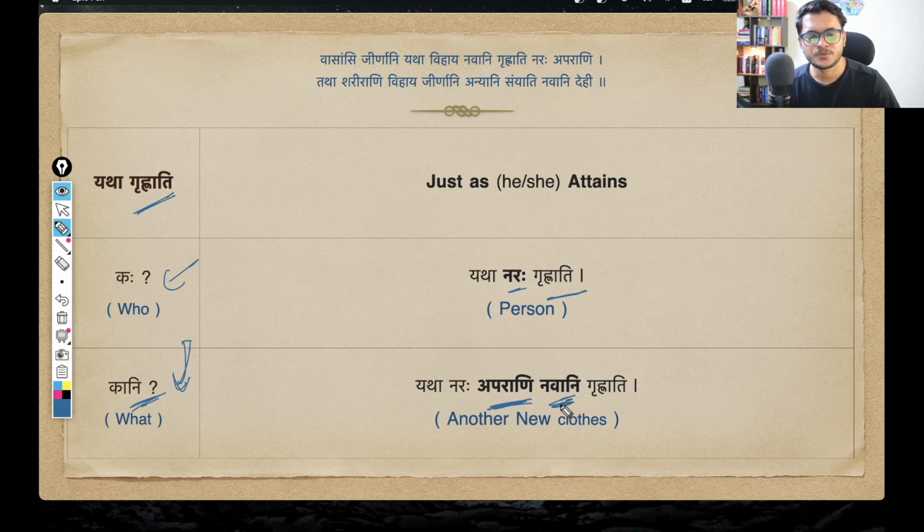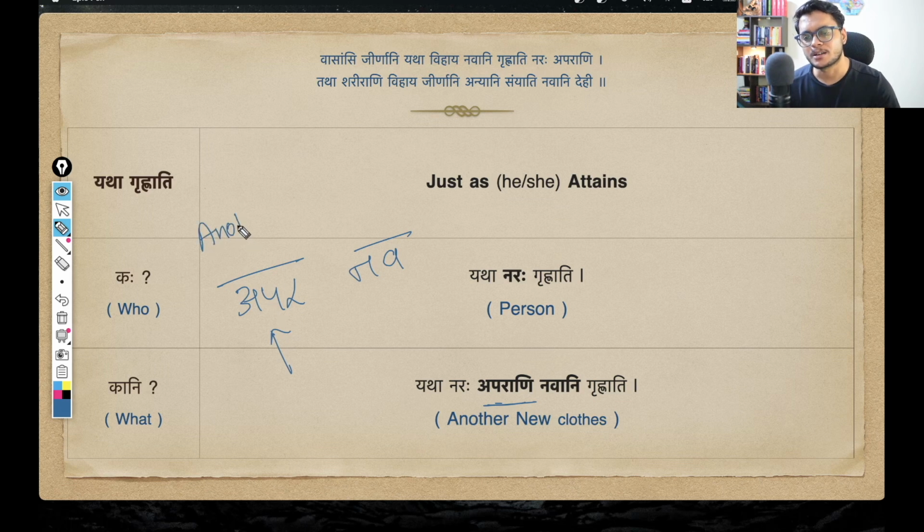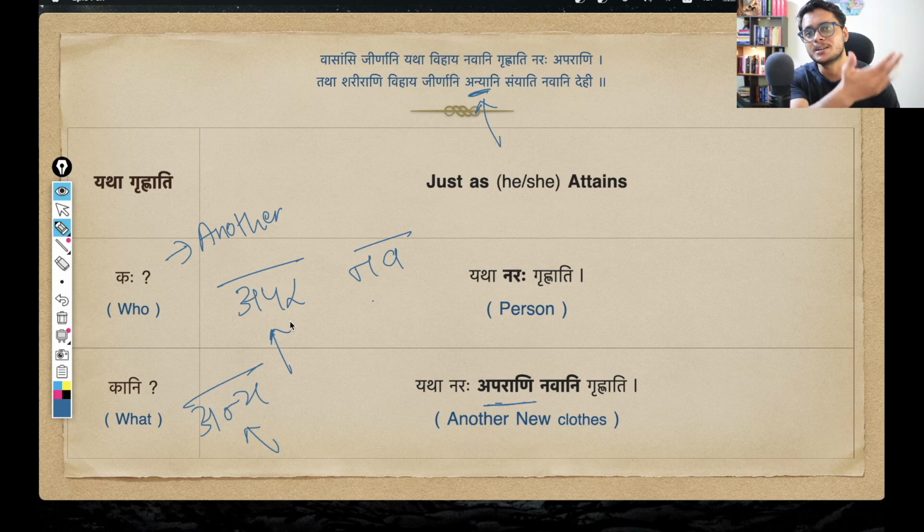So let us understand these words first. Aparani is coming from the pratipadika apara, and apara simply means another. Different set, another set in that sense. The very common word that we very frequently use for this another is also anya. In fact, this particular pratipadika anya is used in this shloka. See, anyani. So anya, apara, itara, all these words signify another, different.